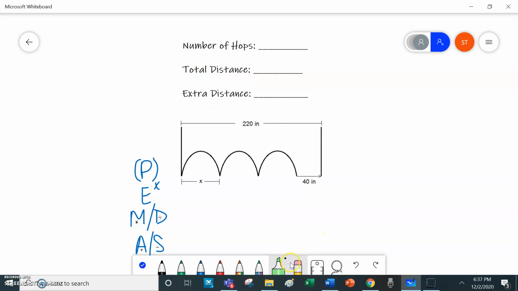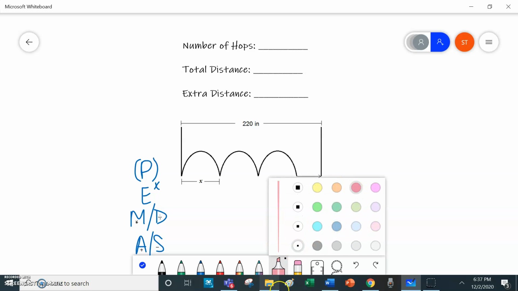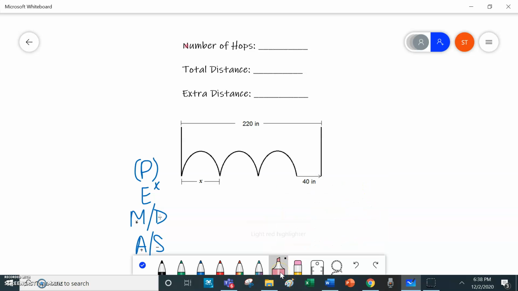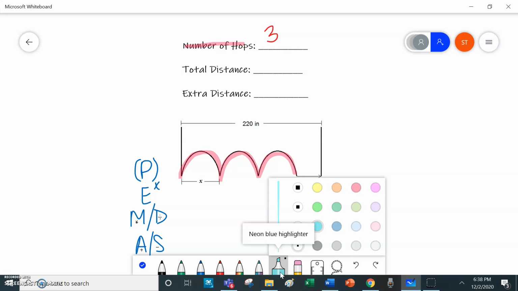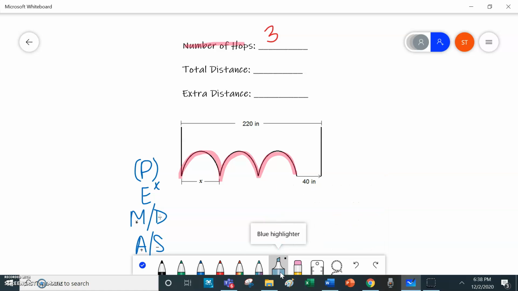So I will look at the picture and determine number of hops. My number of hops, I'm going to count each loop. 1, 2, 3. So I would fill that out or select the answer of 3. Total distance is how far end to end it goes. That's this guy. Total distance, which means that that number there, 220 inches, is my total distance.